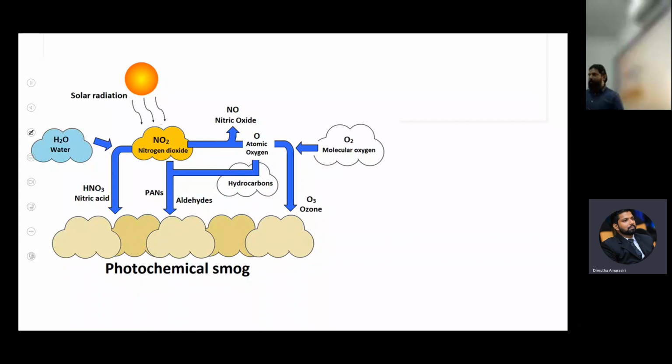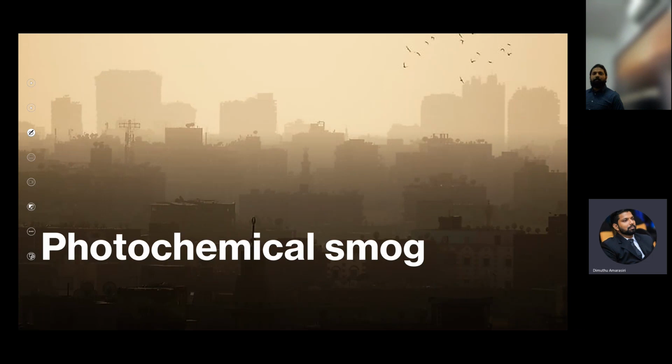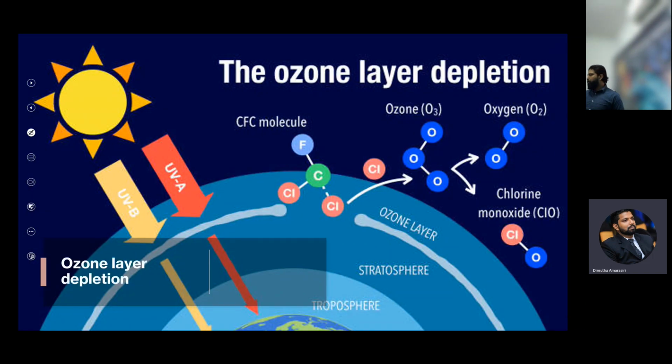NO2 is emitted by vehicle emissions. And before that, we discussed ozone layer depletion. That's because of mainly CFC. And due to aircraft, NO is also going to the ozone layer and can deplete it.